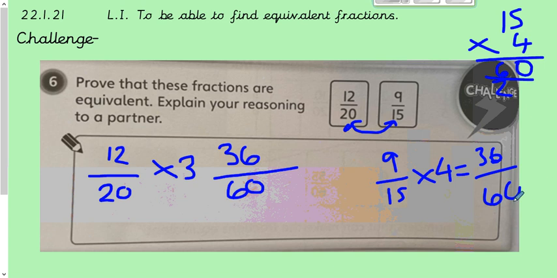And now we have the same denominator, so we can compare them. And you can see that they are the same. Therefore, they're equivalent. That is a really tricky and quite a nasty question. So don't worry if you didn't get it right. It is tricky. I hopefully explained it a bit better there.